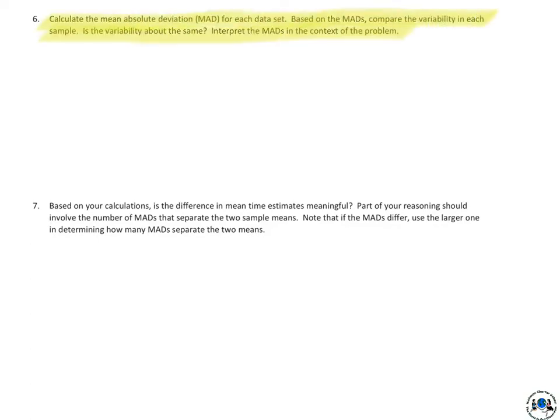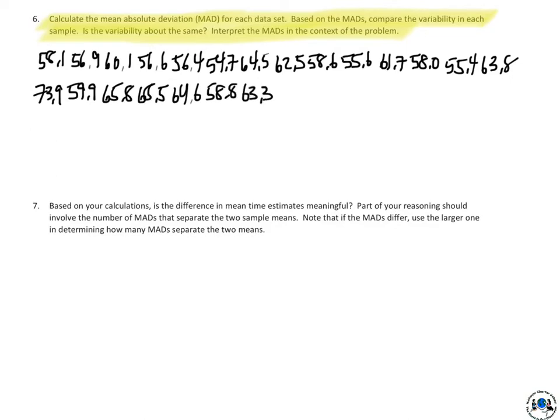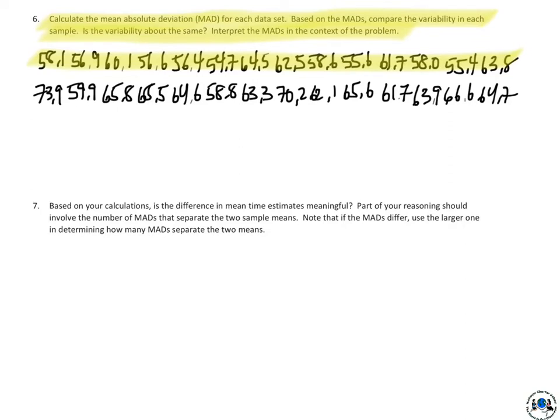Let's go ahead and get the data up in front of us. Again, these are the quiet and talking scores. These were the quiet scores here, and these are the talking scores here. What we're going to do first is calculate the mean absolute deviation for the quiet group right here. We're going to work on this one.